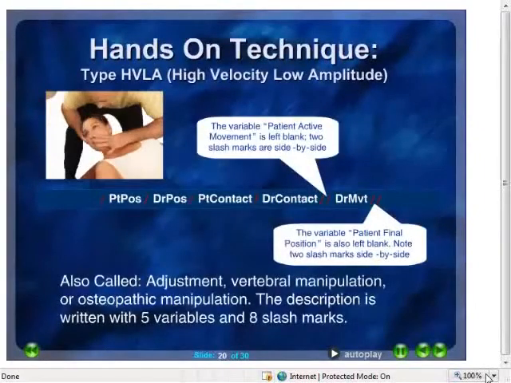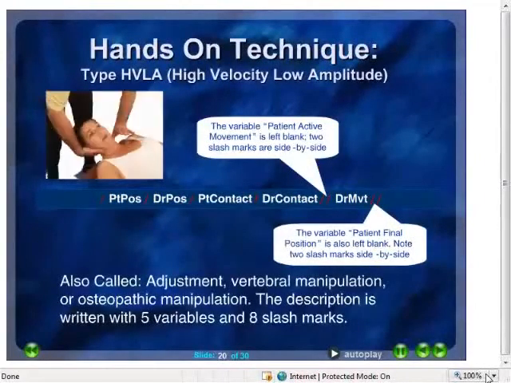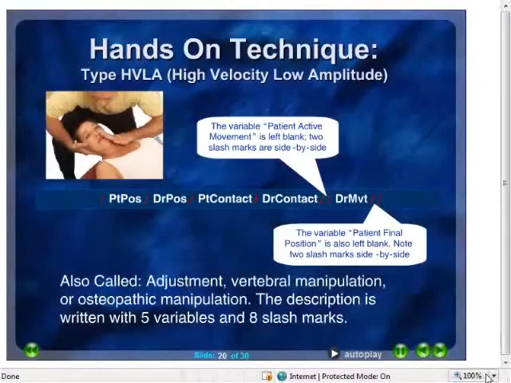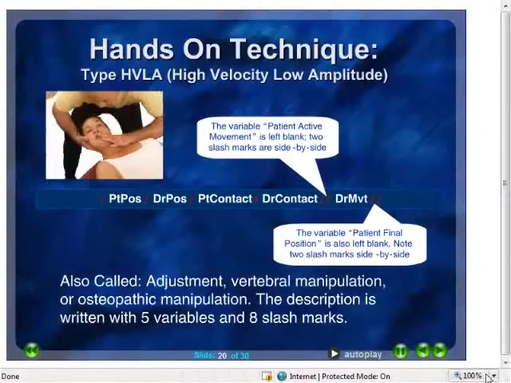Note that the variable patient active movement is left blank. 2 slash marks are side by side. The variable patient final position is also left blank. Note again 2 slash marks side by side.